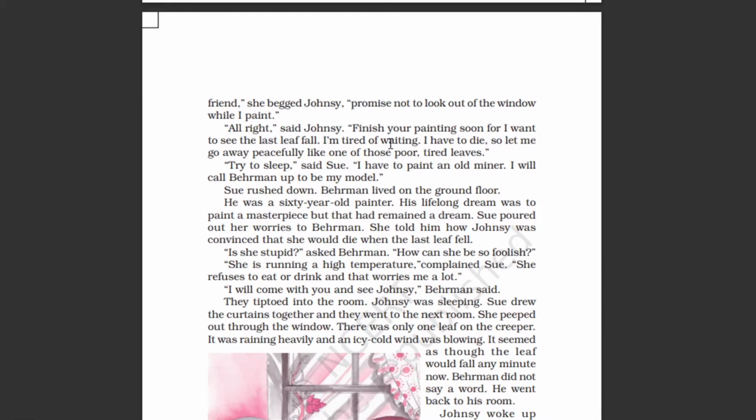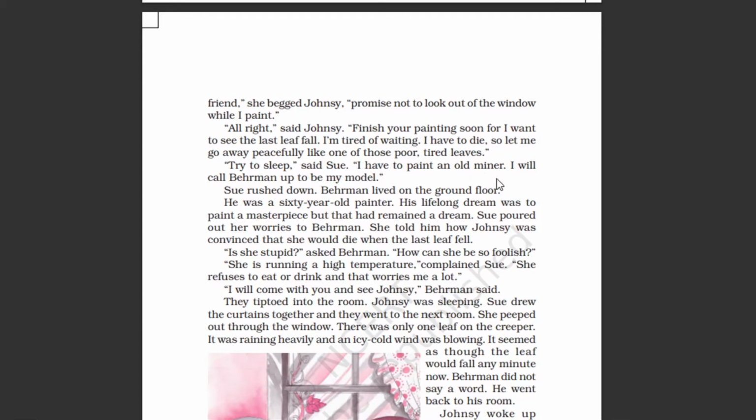So Johnsy agreed, and she said that finish your painting soon because she wants to see the last leaf fall, because "I am tired of waiting." And she also said that I am tired of waiting, watching that the last leaf is going to fall, and I am also going to die. "I have to die. So let me go away peacefully like one of those poor tired leaves." She wants to die. "Try to sleep," said Sue.